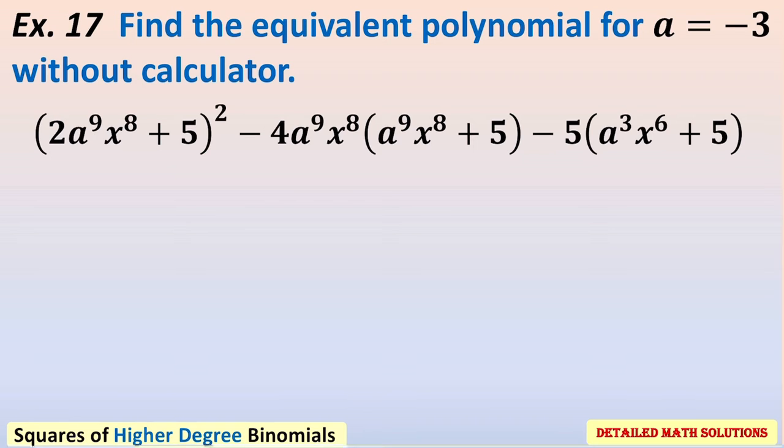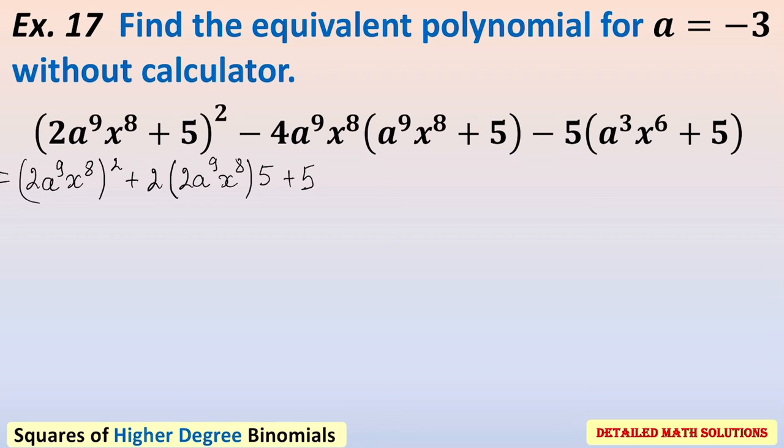First, I need to apply the formula for binomial square and expand the first term of this expression. When I do that, I get 2a to the 9th power x to the 8th power in parentheses squared plus 2 times 2a to the 9th power x to the 8th power in parentheses multiplied by 5 plus 5 squared.